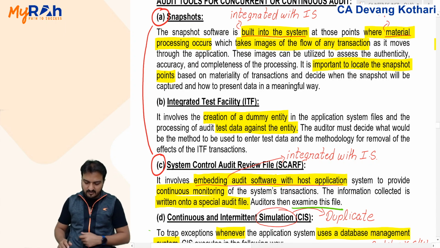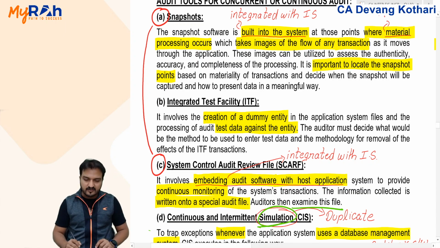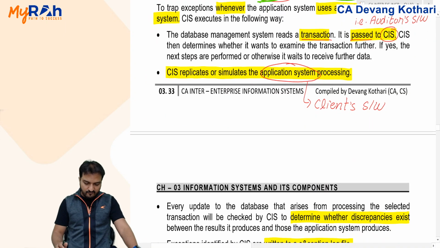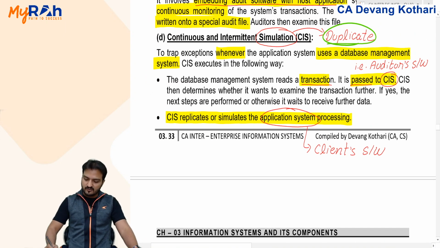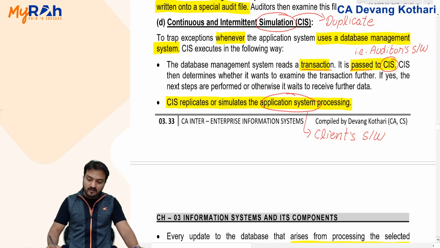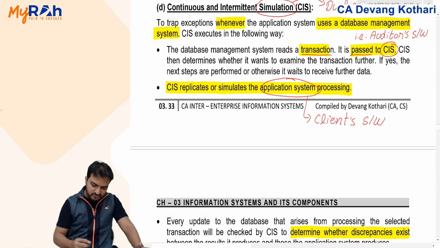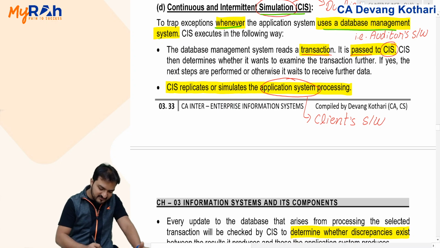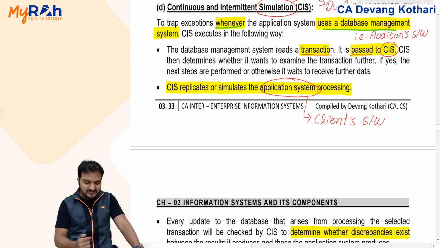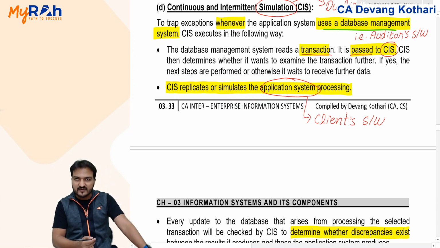Continuous and intermittent simulation. The word simulate means duplicate. Simulation is my software which will duplicate the kind of processing your software does. So this method is used only when your company is using a DBMS system. When your company is using a DBMS system, only then this method might work.